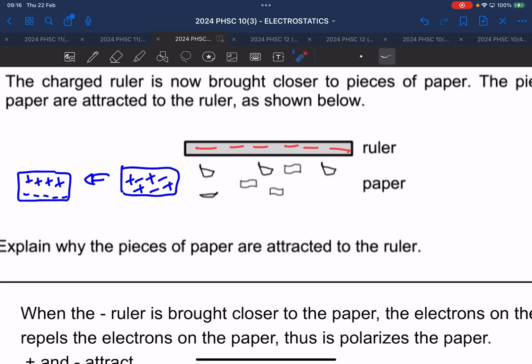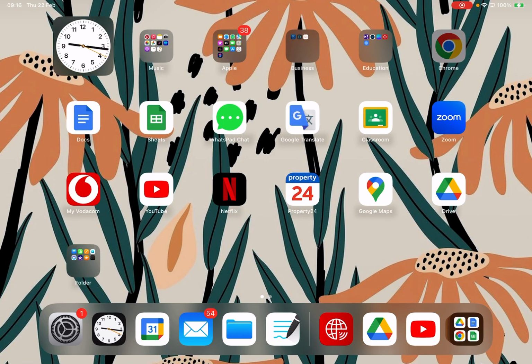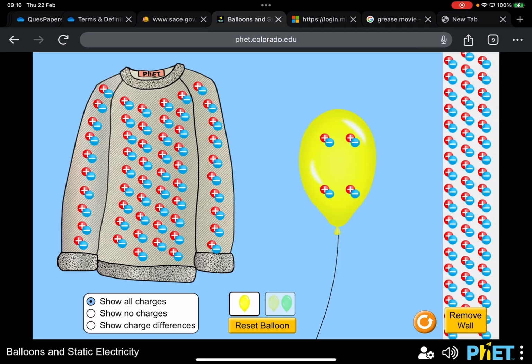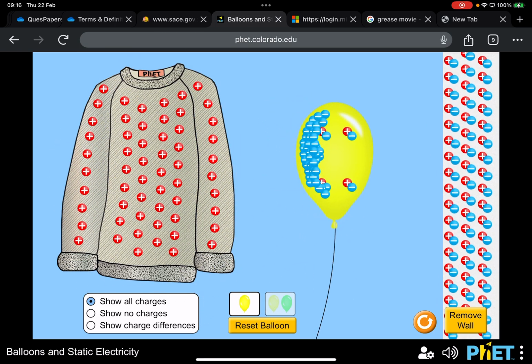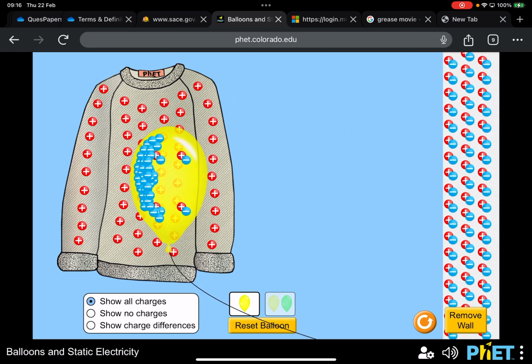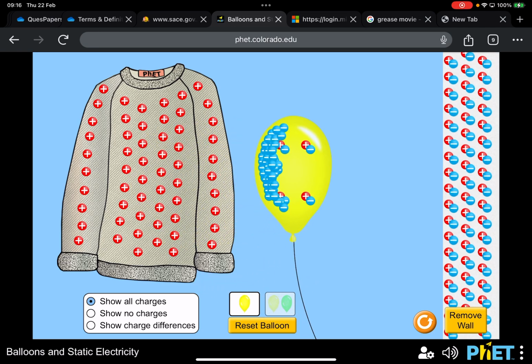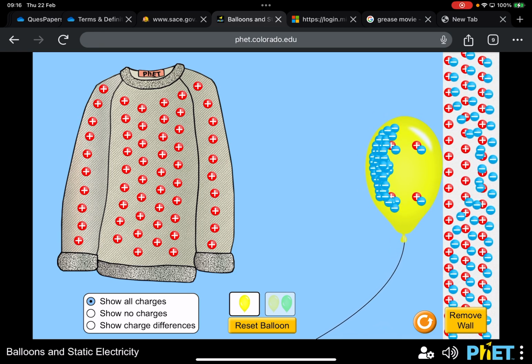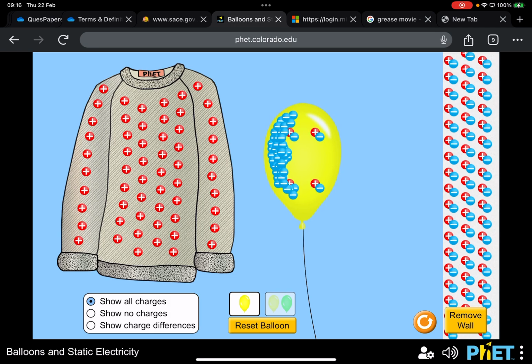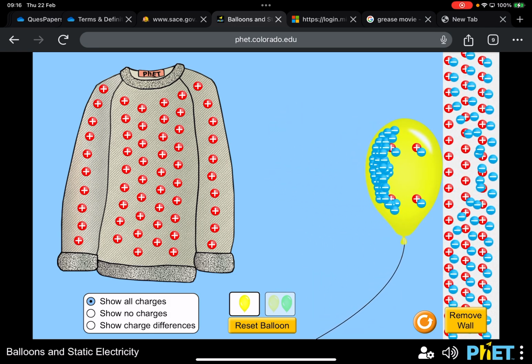Okay, so when this negative thing, balloon negatively charged, is brought closer to the wall, you can see the protons and electrons. When the negative thing is brought closer, what happens to the electrons? They are repelled. Okay, so imagine this balloon is the ruler and the wall is the paper. When you bring the ruler close to the paper, it repels the electrons. So the wall becomes polarized. It gets two poles. It gets a positive pole and a negative pole. And what do we know about positive and negative? They attract, that's why they come close.